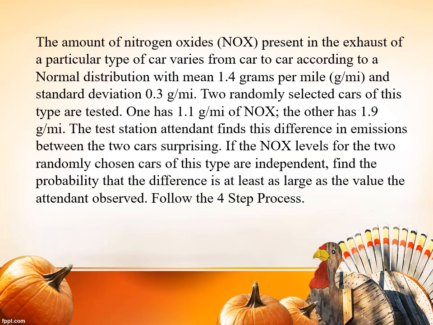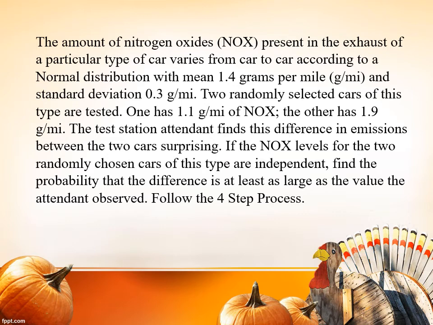The amount of nitrogen oxides, NOx, present in the exhaust of a particular type of car varies from car to car according to a normal distribution with a mean of 1.4 grams per mile and standard deviation of 0.3 grams per mile. Two randomly selected cars of this type are tested. One has 1.1 grams per mile of NOx, the other has 1.9 grams per mile. The test station attendant finds the difference in emissions between the two cars surprising. If the NOx levels for the two randomly chosen cars of this type are independent, find the probability that the difference is at least as large as the value that the attendant observed.